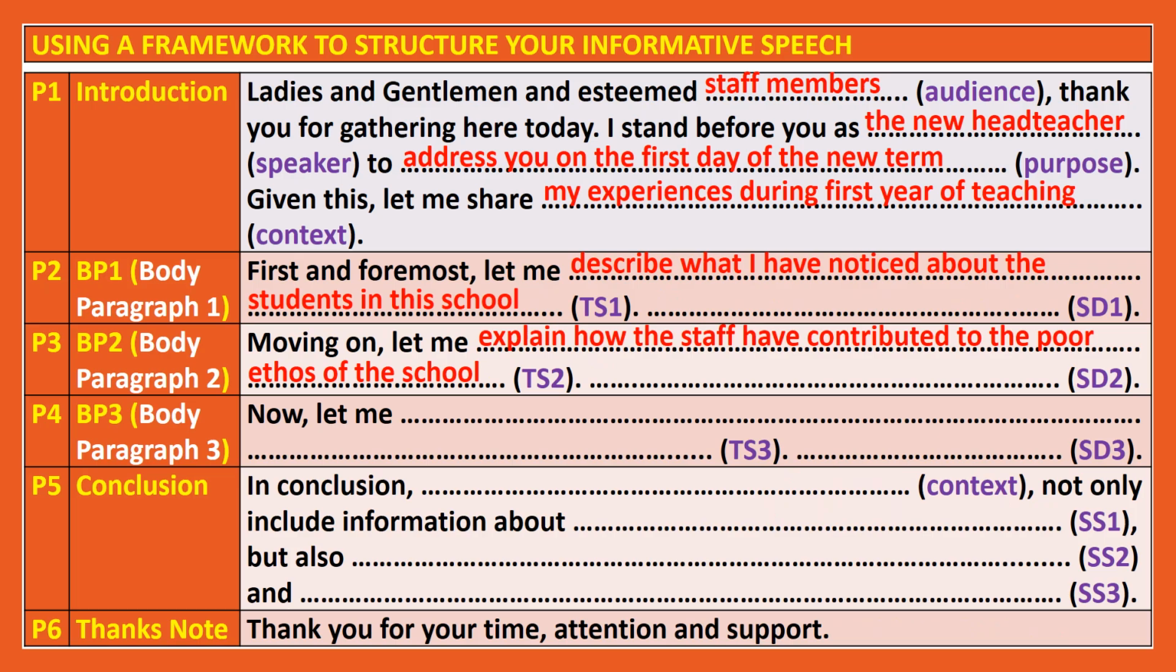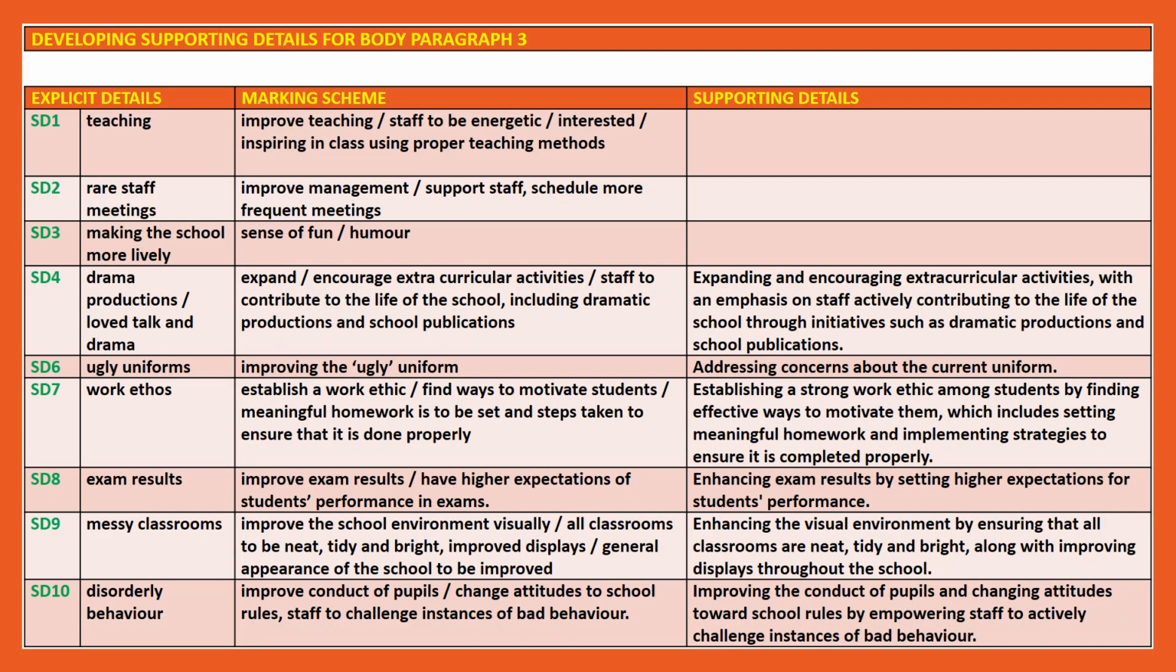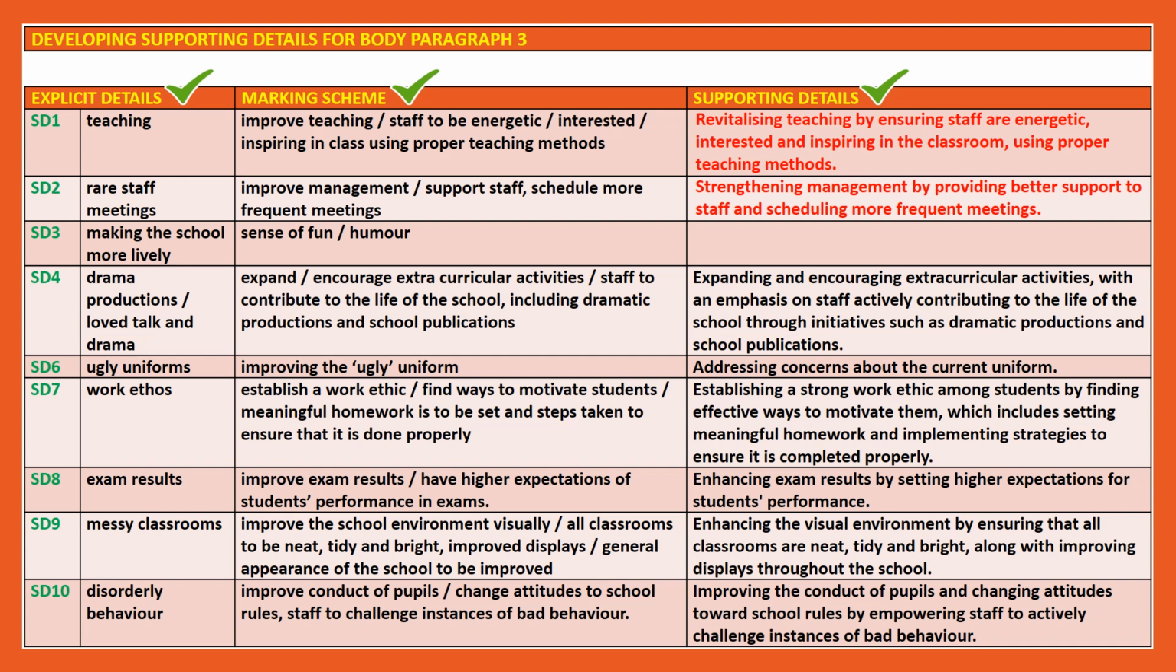Next, start paragraph 4 with yet another sequence sentence starter and a topic sentence deriving it from the third bullet point in the prompt to introduce the third body paragraph. Now develop supporting details for the third body paragraph. Use clues from the explicit details and the marking scheme provided to develop supporting details to be included in body paragraph 3. Select any 3 to complete your 3-point plan. Supporting detail 1 or plan 1, supporting detail 2 or plan 2, supporting detail 3 or plan 3.